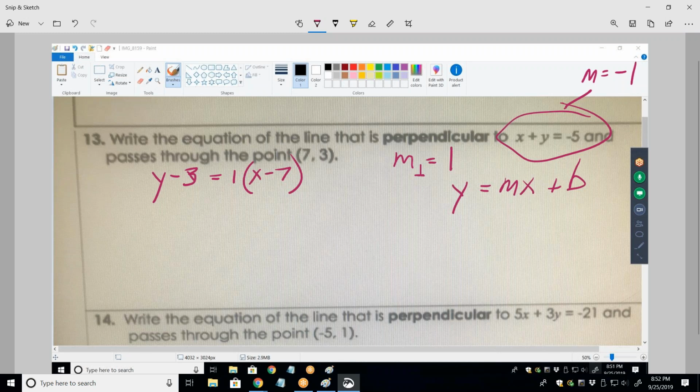So if I'm doing it this way, I know the slope, so all I've got to do is solve for b. How do I solve for b?